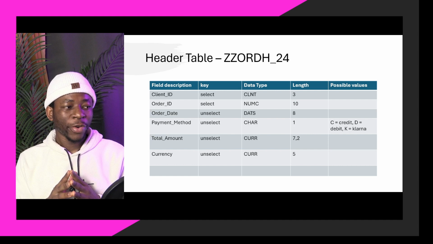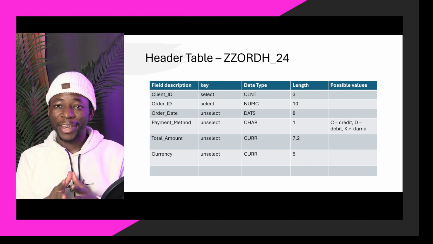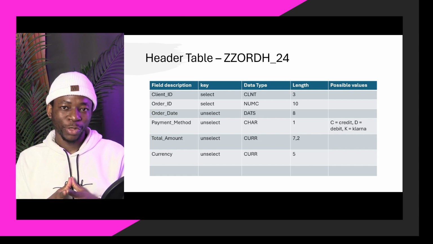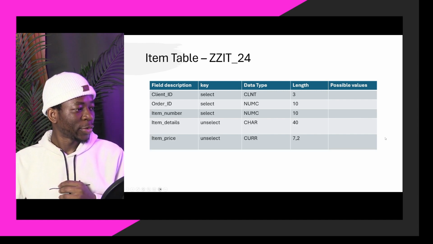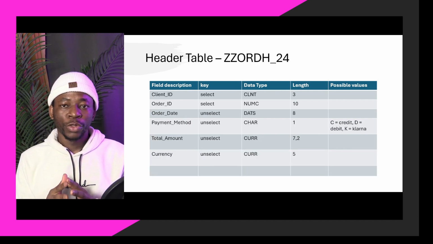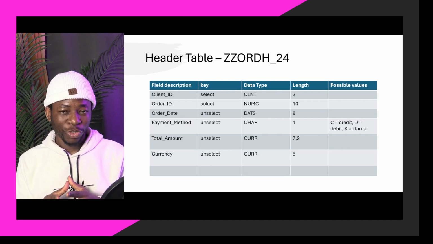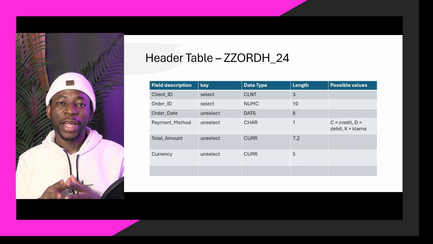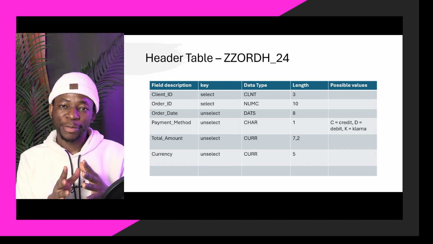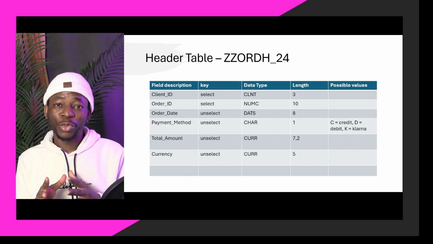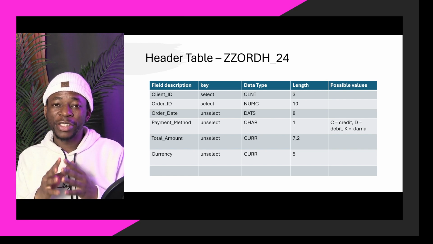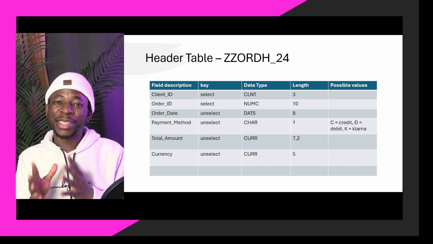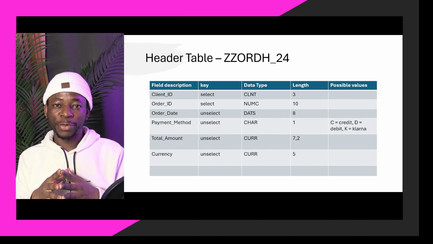Basically, we're going to create two tables. One is the header table and the other is the item table. The first table on the screen is the header table, and the next table that we see here is the item table. In ABAP, when designing a table structure, it is generally recommended and a used practice to have a header table and an item table. The header table stores the general information about the record that you want, while the item table contains additional descriptions and details.